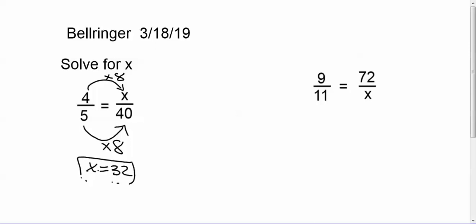All right, who had x equals 32? Very good. The smart board has decided to go on strike.